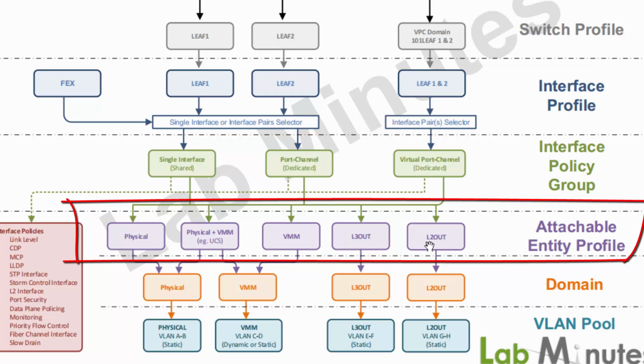L3 outs the same way, L2 outs the same way. There might be an exception for a device like a UCS B series where you might have a physical domain access for your management. But since you run the VMM or VM environment on the same chassis, which uses the same uplink coming out of the FI, or Fabric Interconnect, you might need access to the VMM domain as well on the same device. So you might create a separate AEP for the uplinks coming out of the FI, right? That has both physical and VMM.